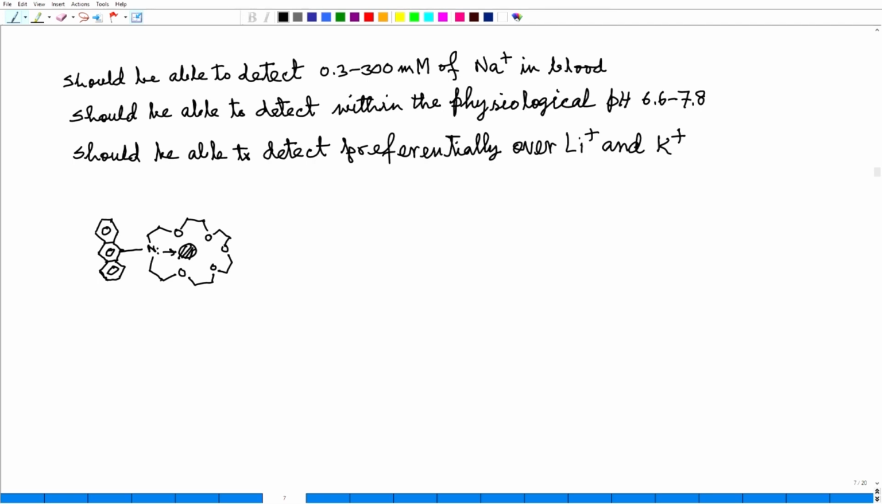Okay, so when it is empty, when the cavity is empty, then there is no fluorescence because of PET. But when sodium is added, then the lone pair is engaged, so PET is blocked and we see a strong fluorescence.